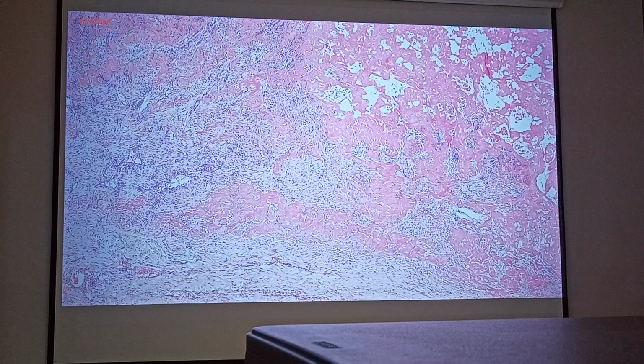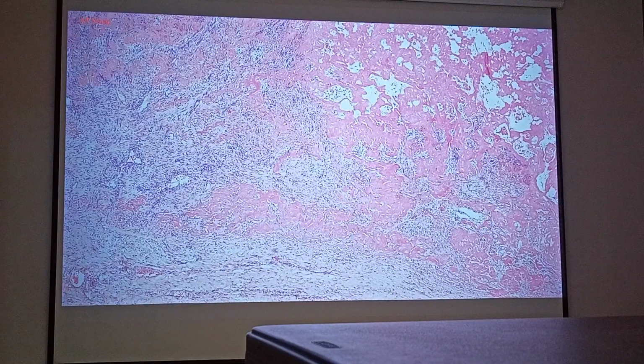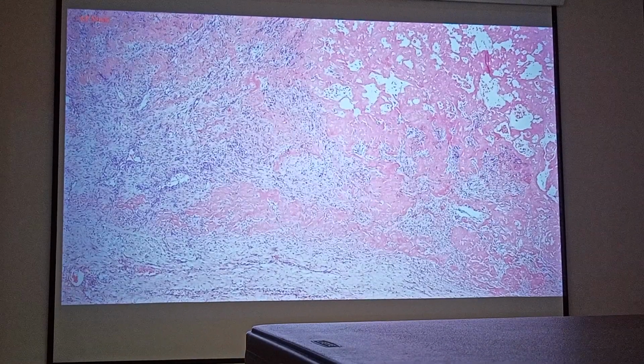Okay? So in this field, we're seeing at the lower portion the dense irregular connective tissue, and then above it are the infiltrates of the neutrophils accompanied by pink deposits of fibrin materials. Acute fibrinous pericarditis.